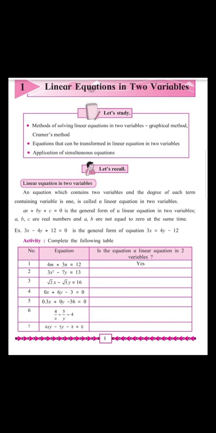What is the general form? General form of this equation is ax plus by plus c is equal to 0, where the x and y are variables and a, b, c are the real numbers.